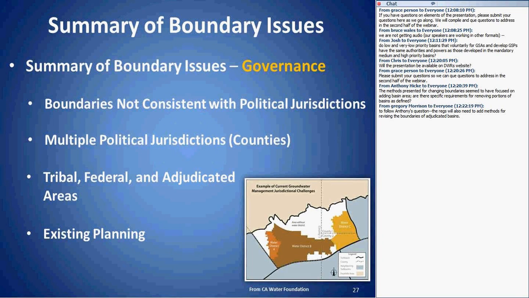The second is tribal, federal, and adjudicated areas. They hold a special status and have different requirements or do not have requirements under SGMA. So coordinating with those special areas and areas that have to form GSAs is a potential challenge moving forward. And then the final one is existing planning, where the Sustainable Groundwater Management Act gives new authorities to land use planning entities and groundwater management entities. And that new authority was not in place, obviously, when the boundaries were defined in 2003. So that difference could be a potential issue or challenge.